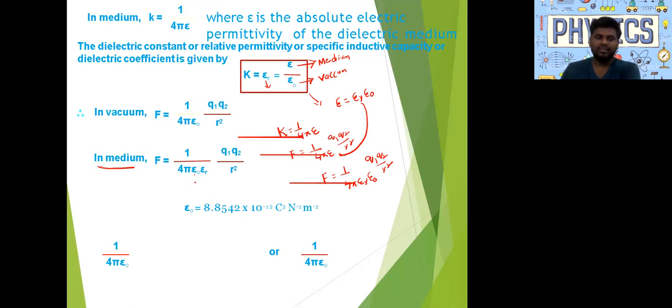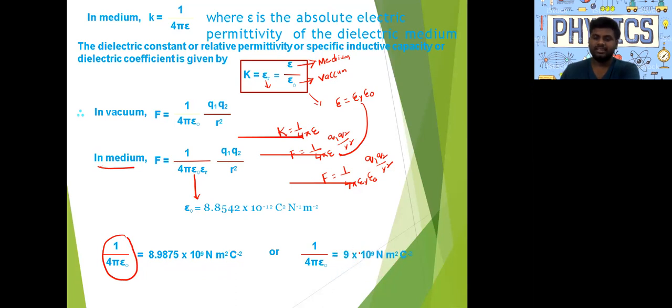Next, here we have the value for epsilon naught, the permittivity of free space, 8.8542 into 10 to the power of minus 12 Coulomb square per Newton meter square. And the value of 1 by 4 pi epsilon naught is 8.9875 into 10 to the power of 9 Newton meter square per Coulomb square.